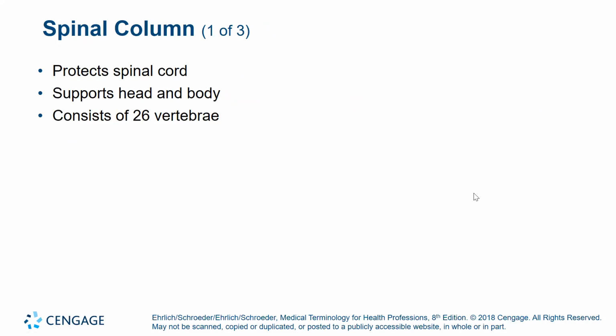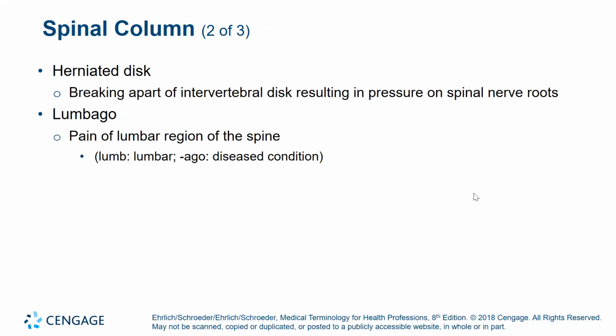Spinal column then, so what does this do? It protects the spinal cord. It supports the head and the body, and it consists of 26 vertebrae. We have a herniated disc. Herniated disc is a breaking apart of an intervertebral disc, resulting in pressure on spinal nerve roots. Lumbago, breaking this term down, L-U-M-B is lumbar, AGO is disease condition, so it's pain in the lumbar region of the spine.